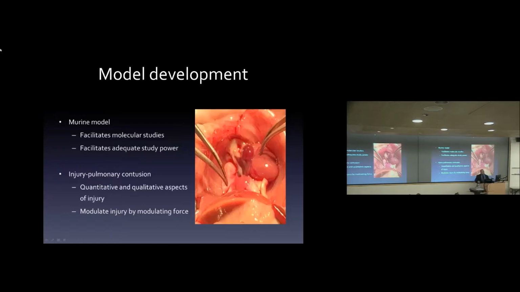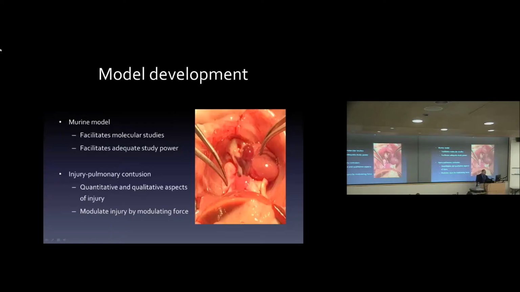Second, the mouse is very well characterized, especially from an immunologic perspective. There's plenty of genetic manipulation that already exists, and it allows you down the road to study effectively by removing certain molecules that you think are implicated in your pathways that you're curious about. And so it's a very useful tool.